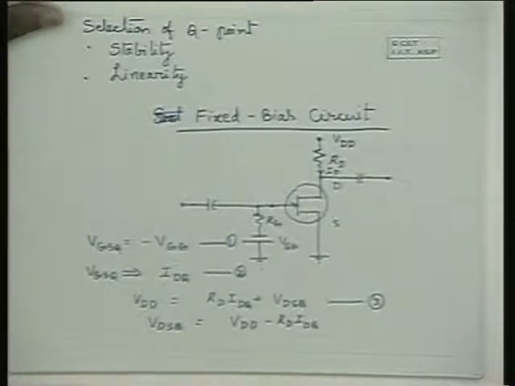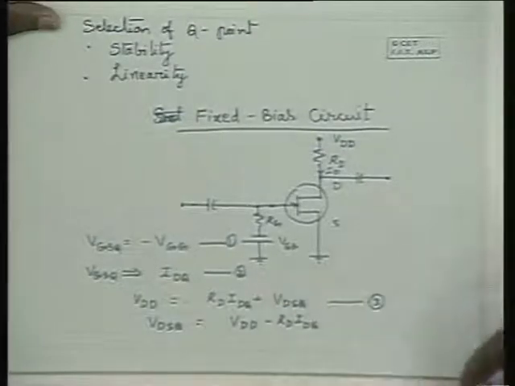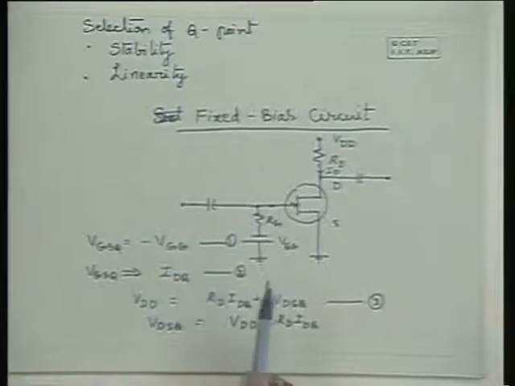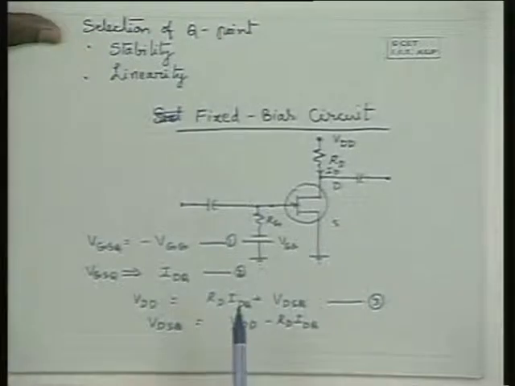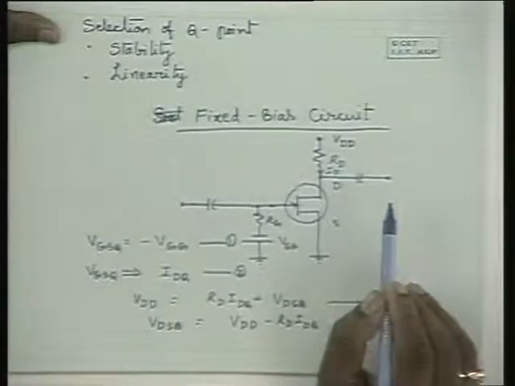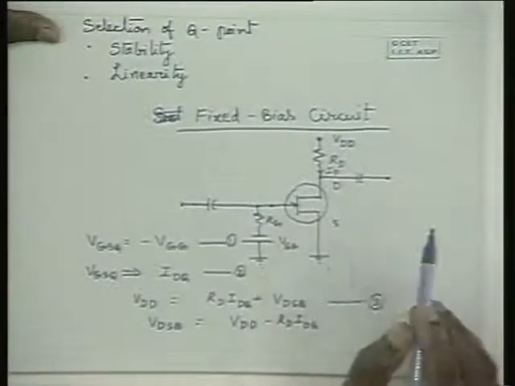So analyzing the biasing circuit and getting the Q point is as simple as this. Now as I explained earlier while discussing the transistors, the design problem is the reverse. In the design problem you do the reverse calculations. That means given IDQ and VDSQ, that means the Q point, we find out the values of the resistances and the supplies. So that's what you do in the design problem.